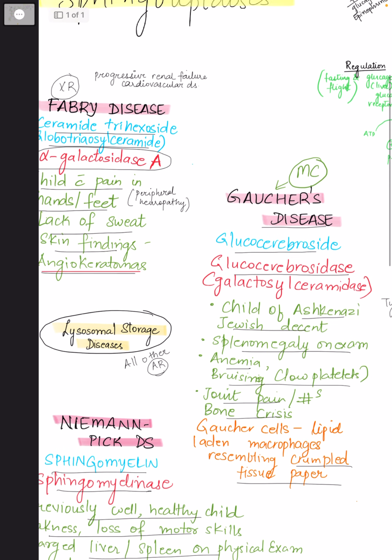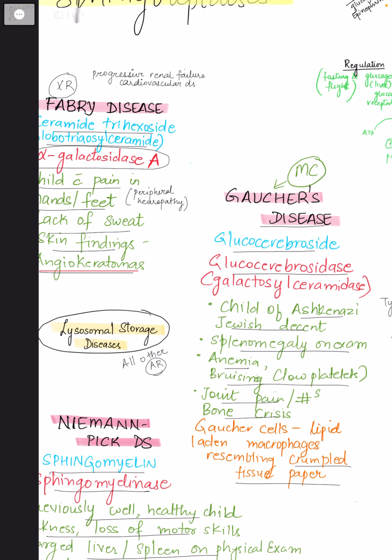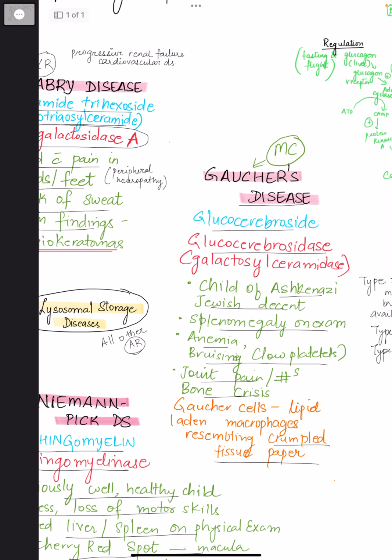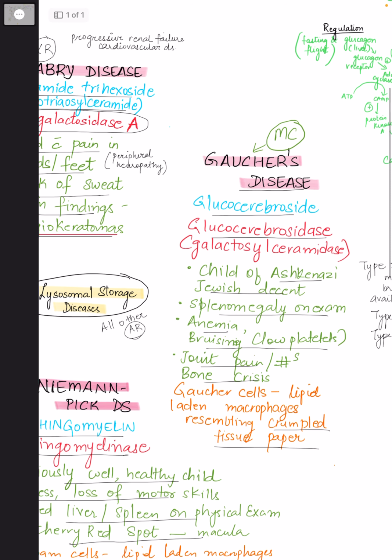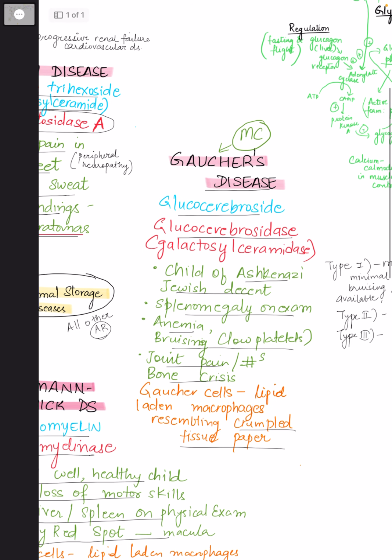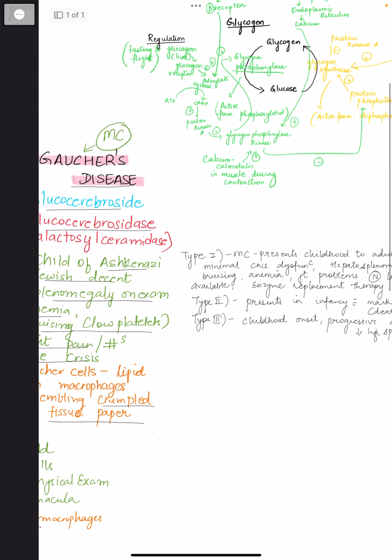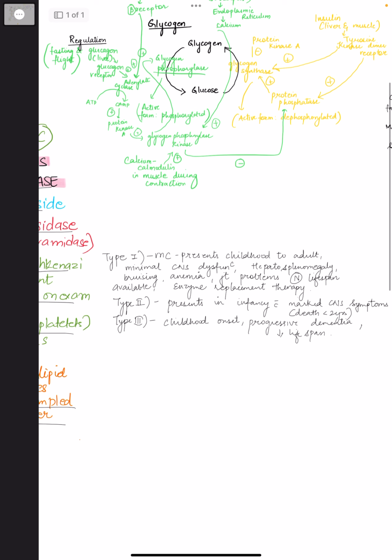The other lysosomal storage disease is Gaucher's disease. It is the most common lysosomal storage disease of all. The deficient enzyme is glucocerebrosidase, so the substance which accumulates is glucocerebroside. It is classically seen in a child of Ashkenazi Jewish descent, and according to the severity, there are various types.